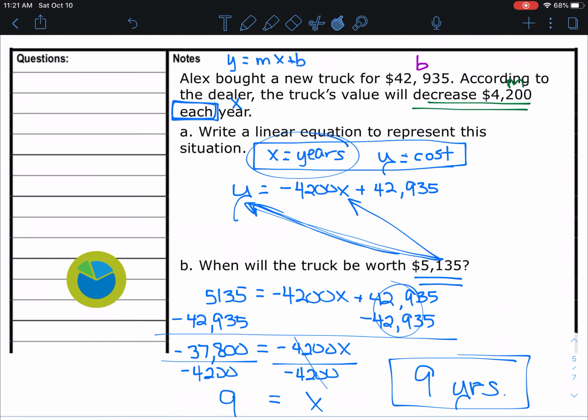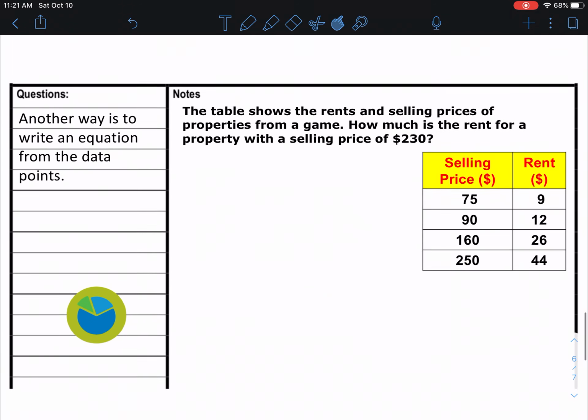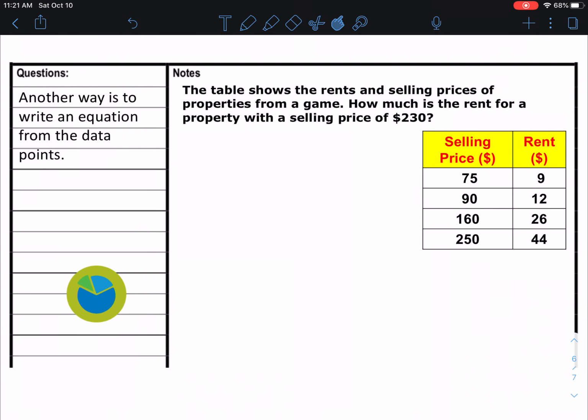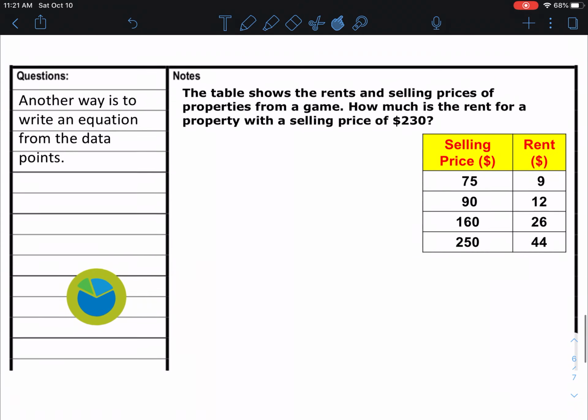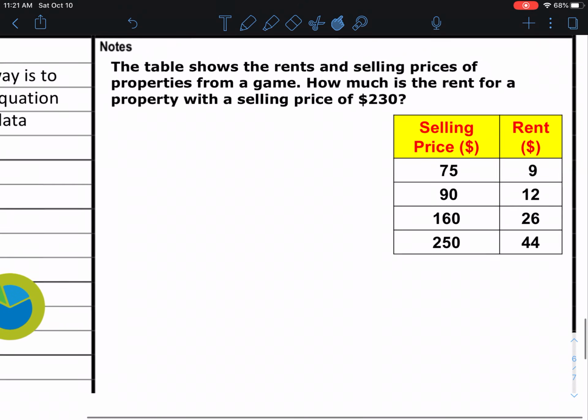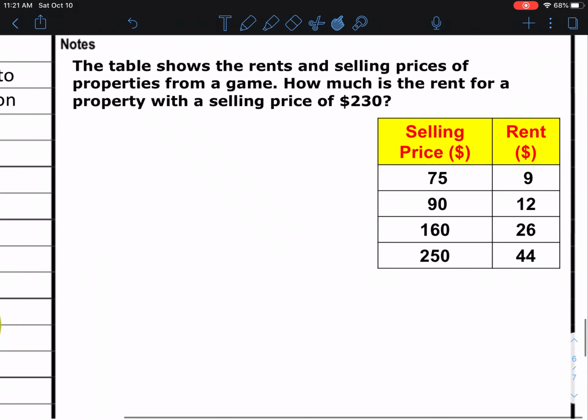Let's take a look at another type of problem that you may see. All right, oftentimes you'll see a table. Tables, you already know how to work with tables from some of your previous examples, but let's look at what we've got here. This table shows the rents and selling prices of properties from a game. How much is the rent for a property with a selling price of $230? So this one, they don't lay it out to write an equation and then plug back in, but that's really what you want to do, even though it's not spelled out for you.